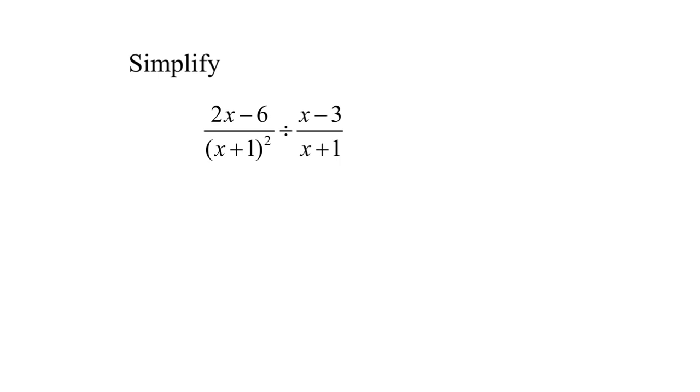Well, I saw that this particular numerator here, there is a common factor 2. So that's the first thing that comes to Mr. Tan's mind. I'm going to take out 2 as the common factor. I'm left with x minus 3.